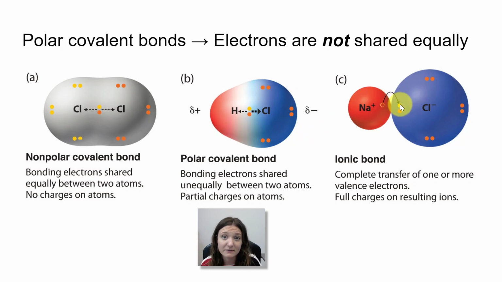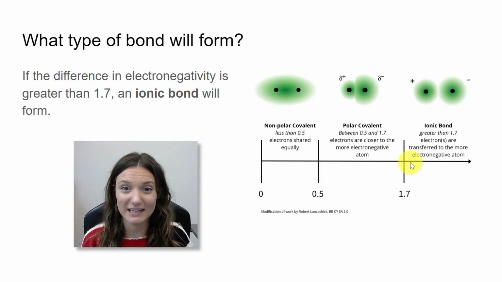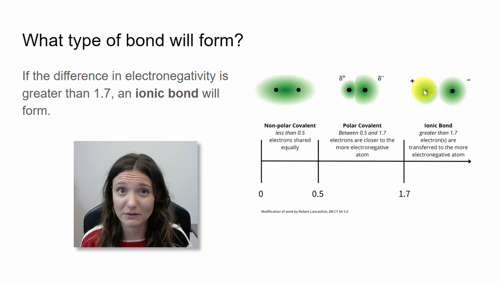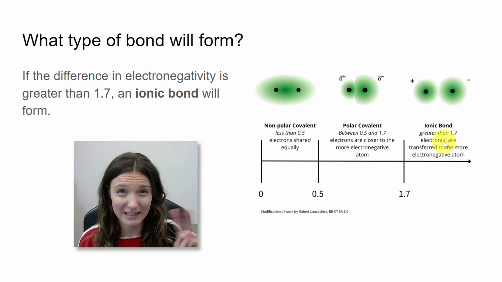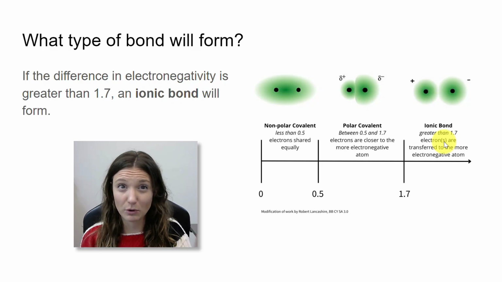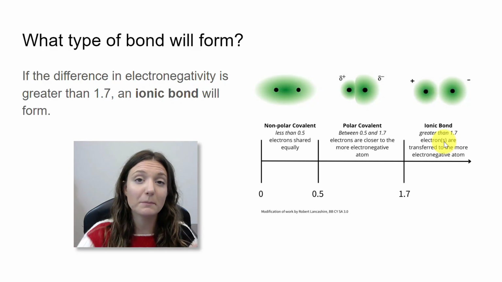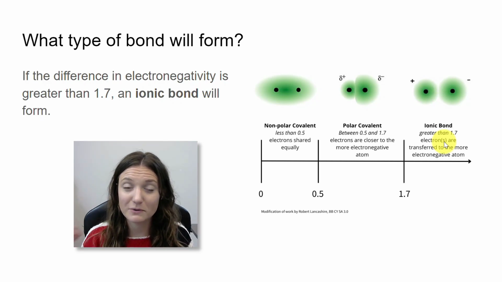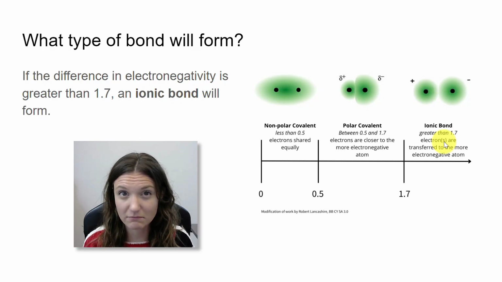One atom gives up an electron, or one atom takes an electron from another one, okay? So that's when the difference in electronegativity between two atoms is greater than 1.7. If the difference in electronegativity between two atoms is greater than 1.7, the atom that has a lower electronegativity will give up its electron to the atom with higher electronegativity, right?